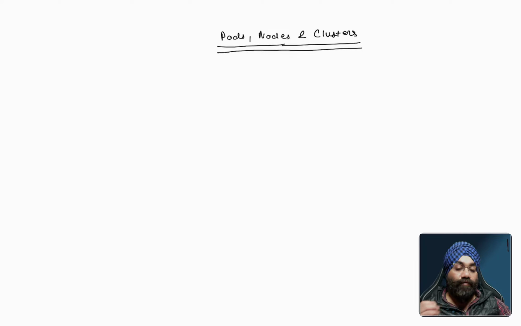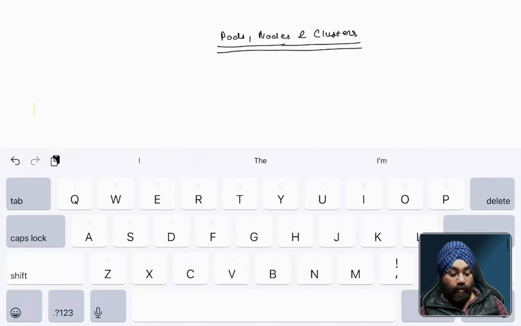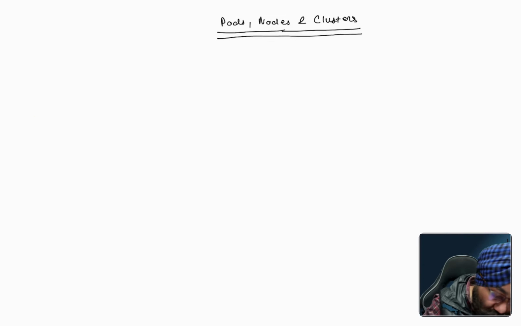Okay, so now let's learn about a few key concepts in Kubernetes. Those are pods, nodes, and cluster. Let's learn about them one by one.